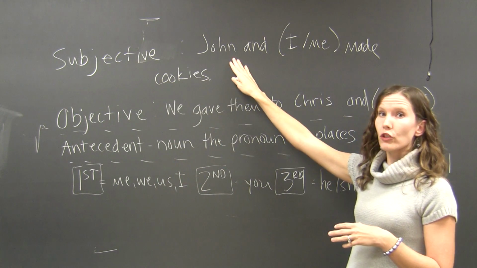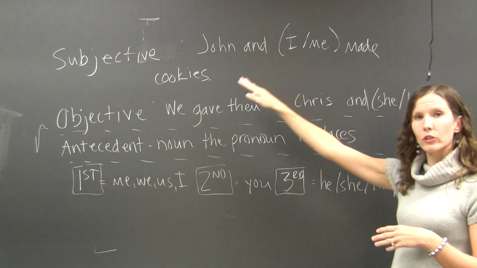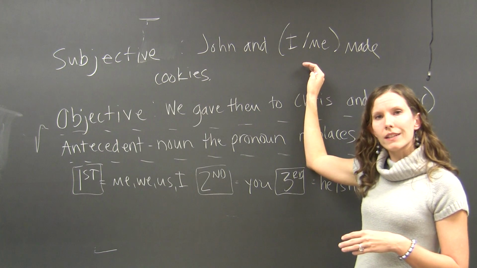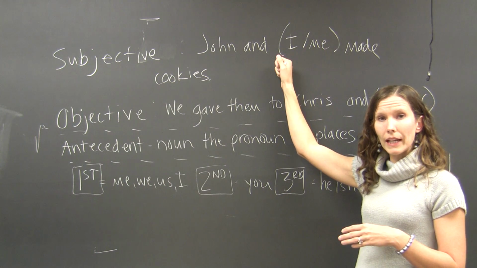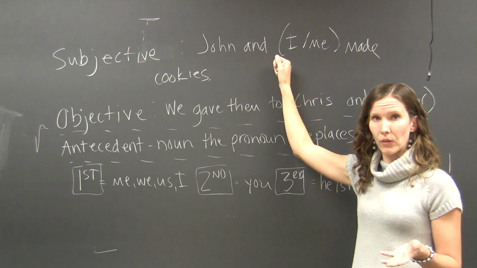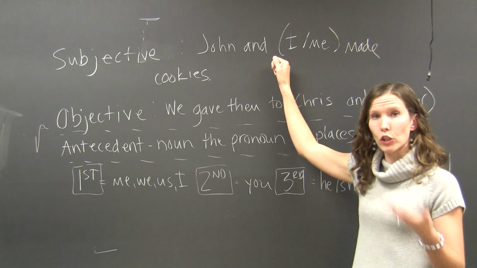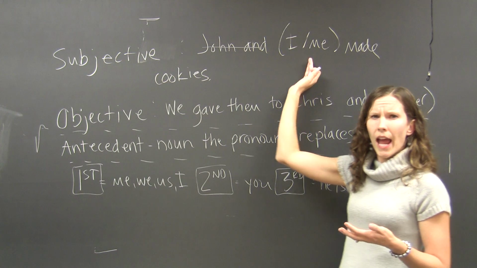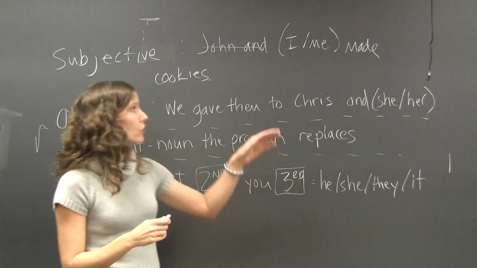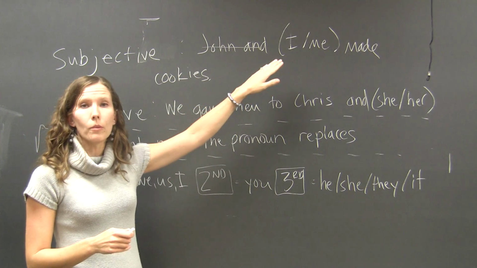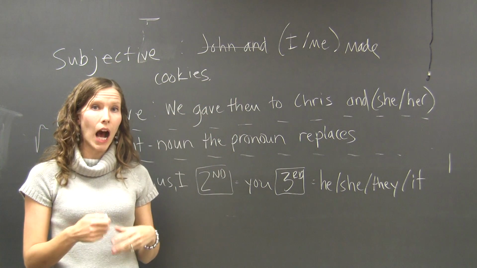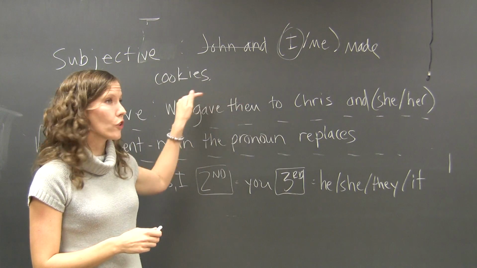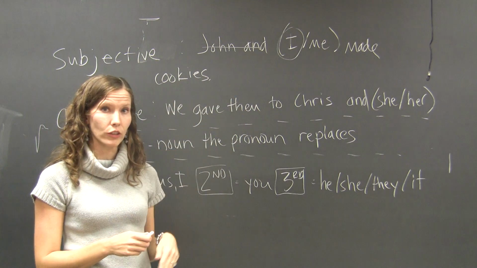So for example, we have John and blank made some cookies. This is the subject of the sentence, so when you're trying to decide which pronoun goes in this blank, you have to choose the subjective pronoun. The easiest way to determine this is to cover up the other half of the compound subject and ask yourself what would go in that blank. Would you say, I made cookies or me made cookies? Obviously you would say, I made cookies, and that is the subjective pronoun, so the correct version of this sentence is John and I made cookies.